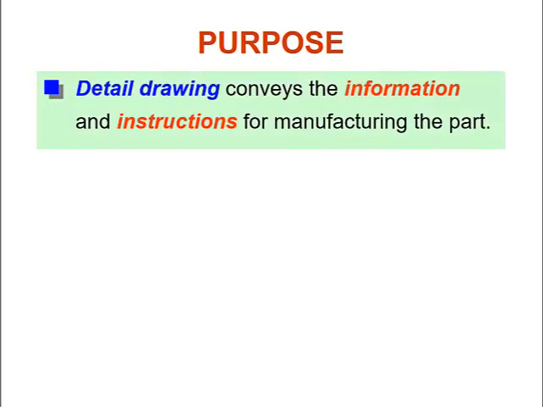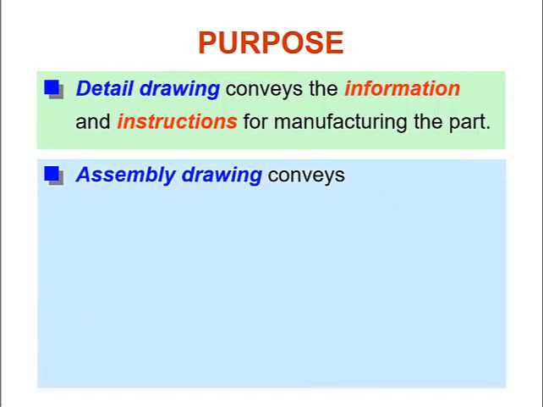Okay, so the purpose, the objective, or the aim of each part. The detailed drawing conveys the information and instructions for manufacturing a part, so all the information is in the detailed drawing that you need. Because when you would like to make it, you need all that detail, all that information, to help you until you get the object done.